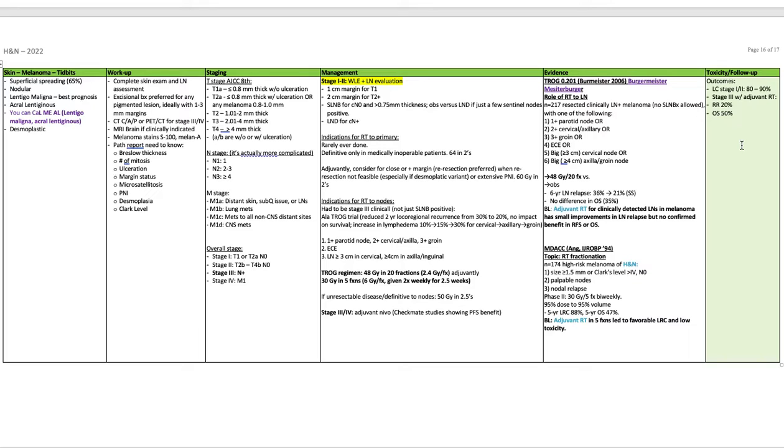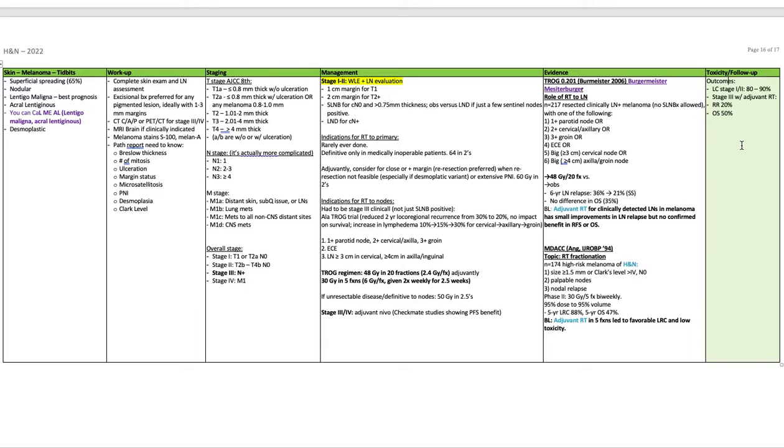Desmoplastic. Workup: do a complete skin exam and lymph node assessment. Excisional biopsy is preferred for any pigmented lesions, ideally with 1 to 3 millimeter margins. You need a CT chest, abdomen, pelvis, or PET CT for stage 3 to 4 disease, and an MRI brain if clinically indicated. Melanoma stains S100 and Melan-A positive.